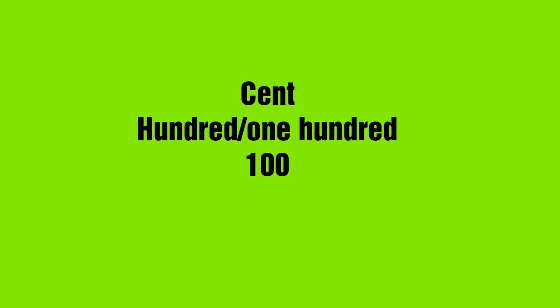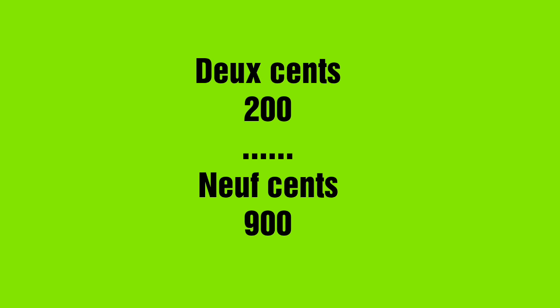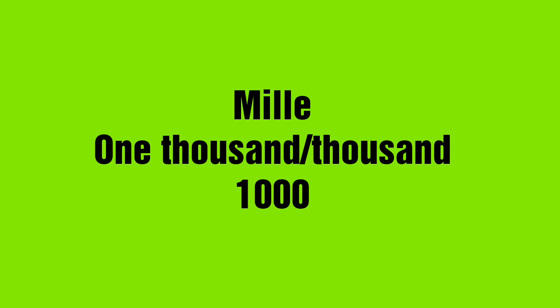100. So when you get to 100, you say cent. 1 à 100. For the rest, you can say 101, 102, and you continue like that. So that's how we say them in French language. 200, 900, that's how you say them. 300, 400, et ainsi de suite. 1000 is mille, as I will say it in French language.